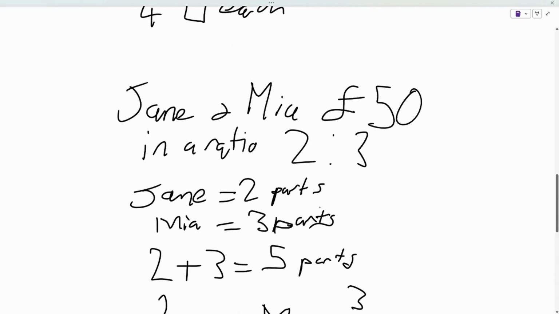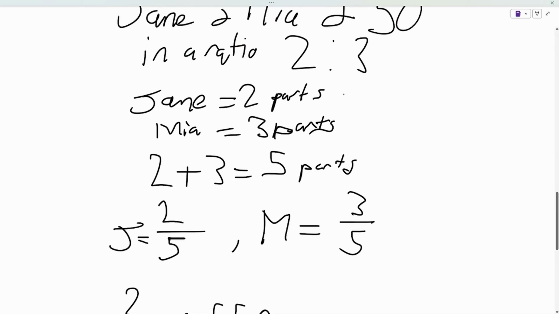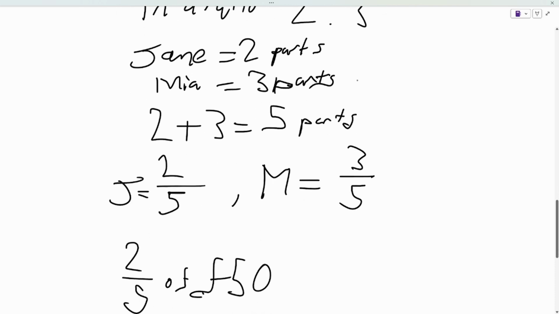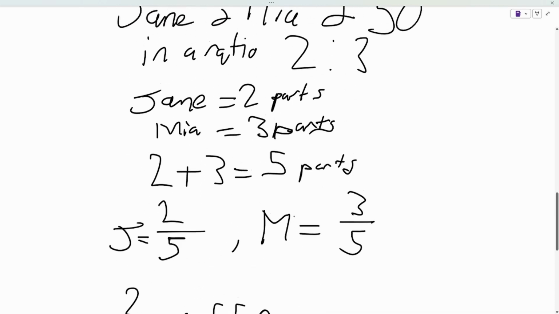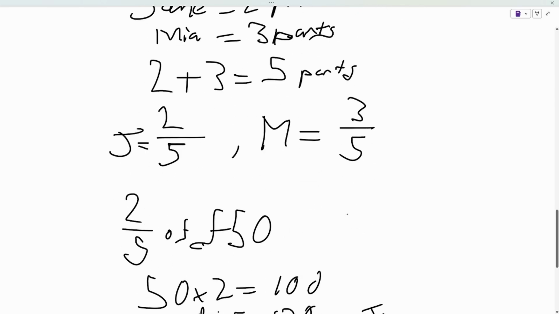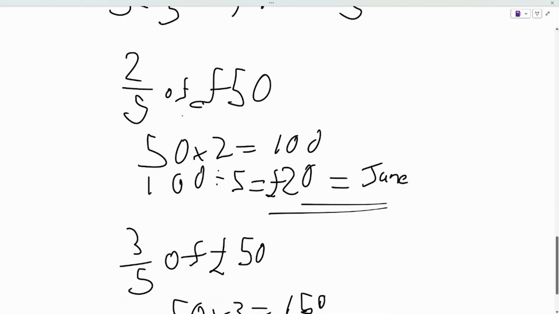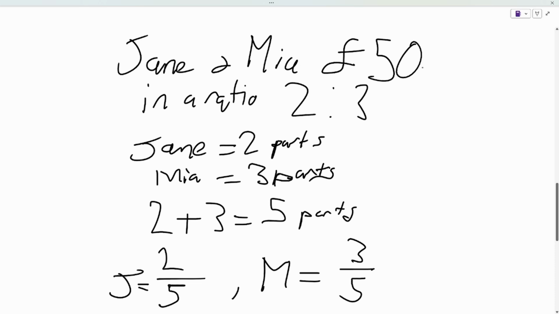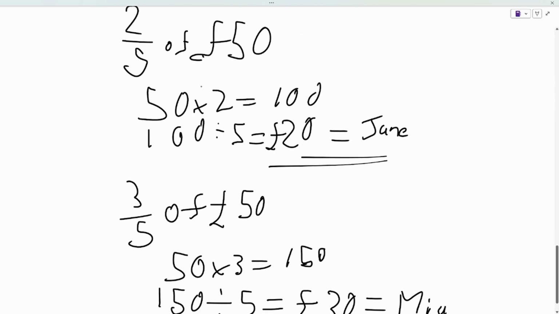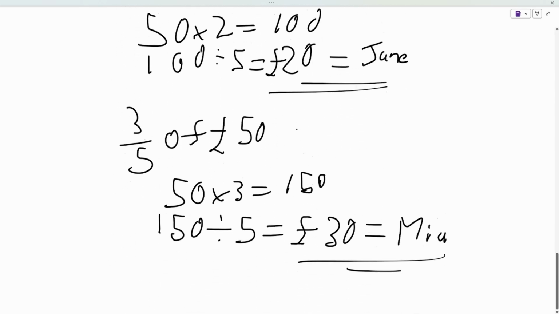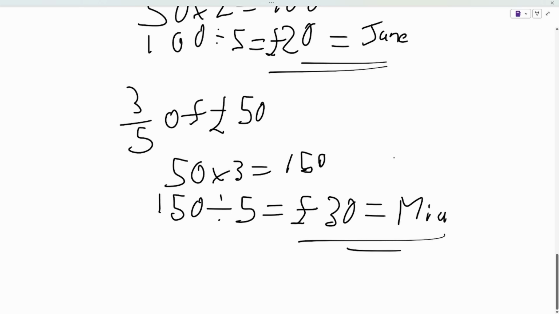And just as a reminder, we started with them sharing £50 in a ratio of 2 to 3. And we eventually found the total amount of parts by adding 2 and 3, so there's 5 parts total. Then we rewrite it as a fraction, so 2 over 5 and then 3 over 5. And then we find the fractional amount of the total amount of money or chocolate or bunnies, whatever it may be. So 2/5 of £50 was £20, 3/5 of £50 was £30. So now we know how much each of them get.